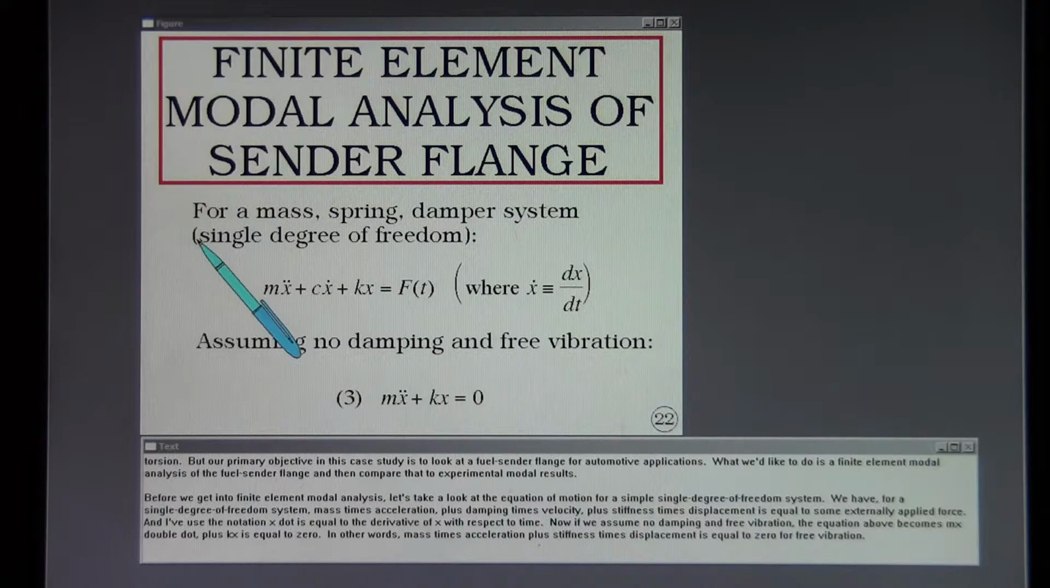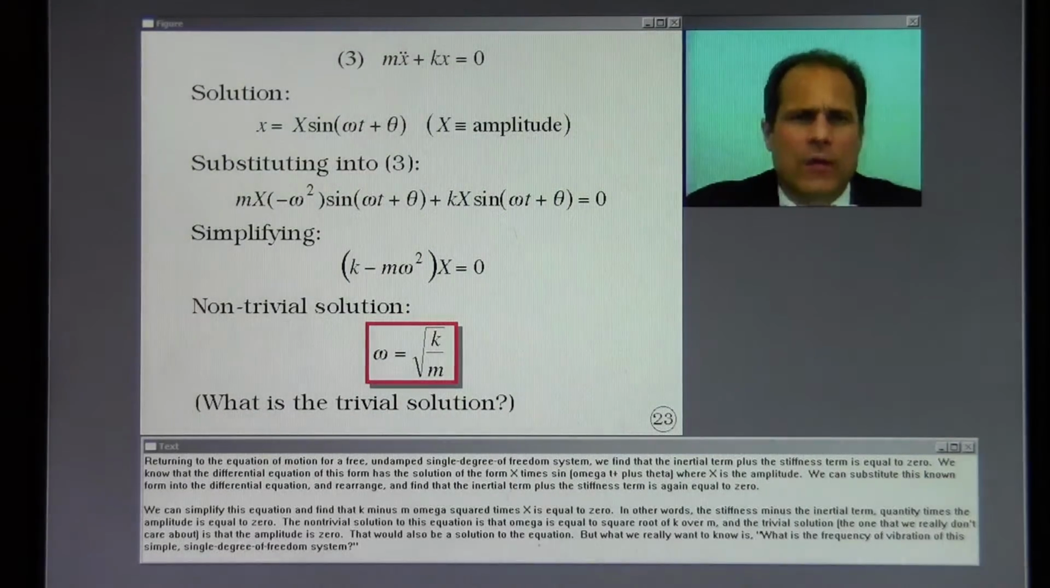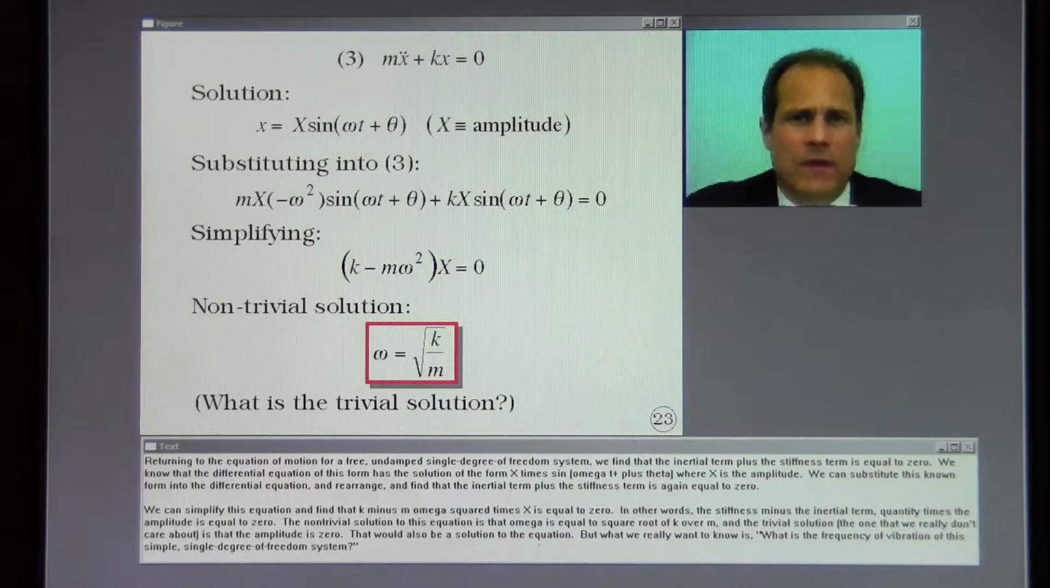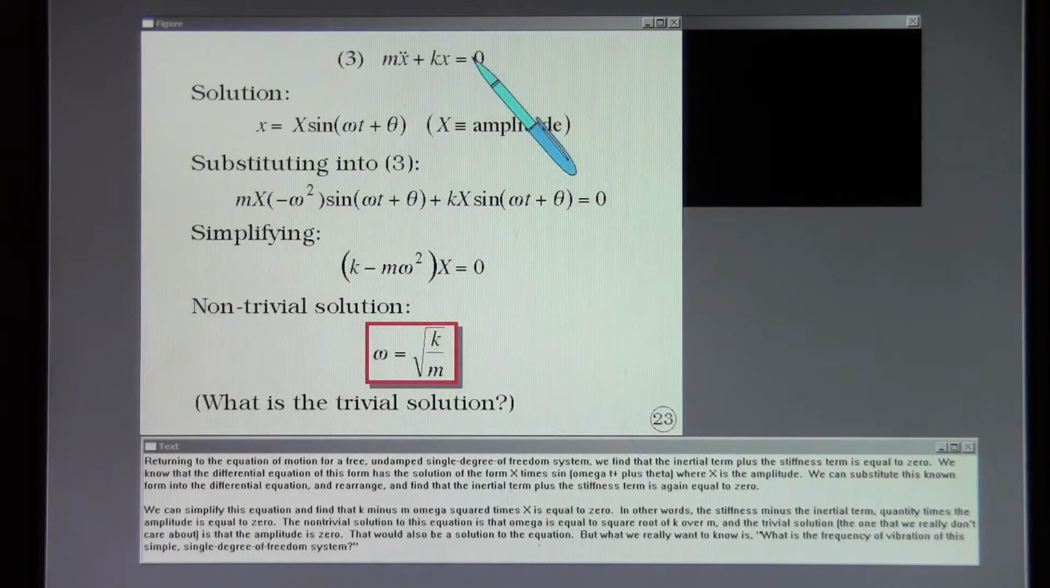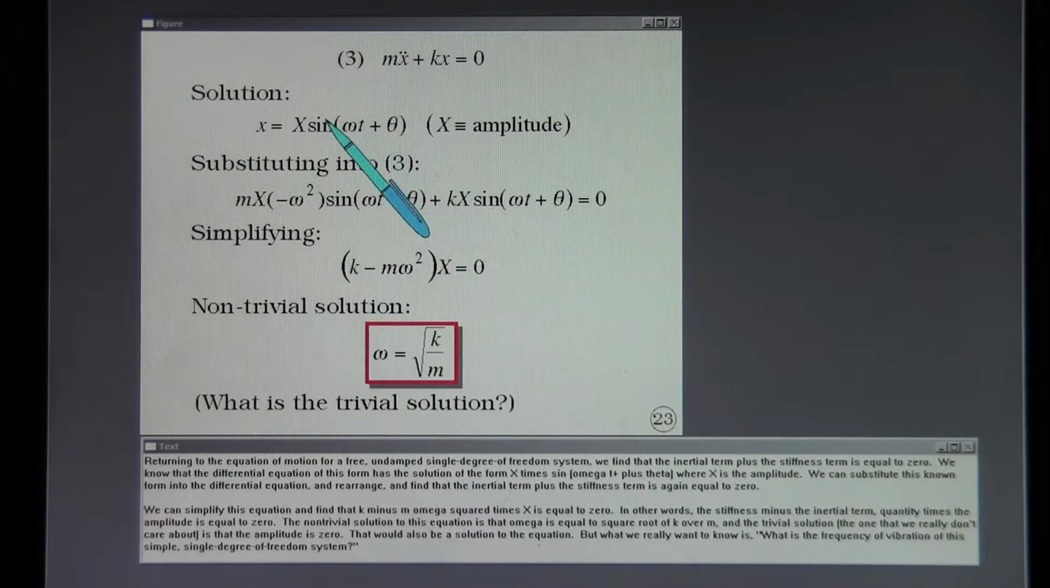Now if we assume no damping and free vibration, the equation above becomes m x double dot plus k x is equal to 0. In other words, mass times acceleration plus stiffness times displacement is equal to 0 for free vibration. Returning to the equation of motion for a free, undamped, single degree of freedom system, we find that the inertial term plus the stiffness term is equal to 0. We know that a differential equation of this form has a solution of the form x times sine omega t plus theta, where x is the amplitude.